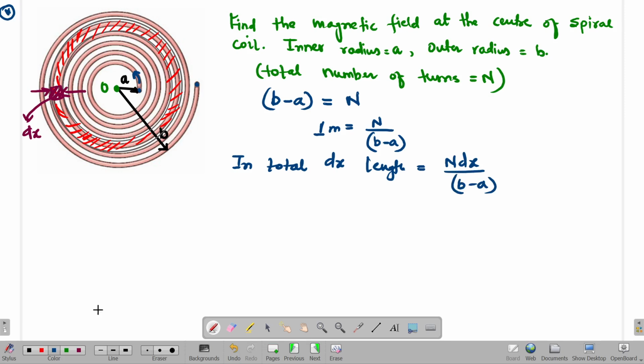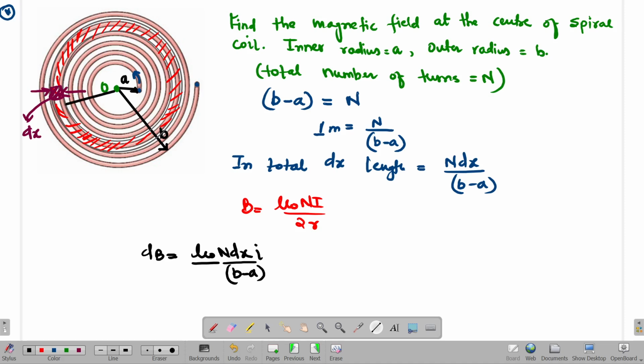Correct. Now for any such case, the magnetic field at the center due to a circular loop is given as Ni by 2r, where r is the radius. So for this dx, if I calculate the magnetic field, it will be a small magnetic field dB, equal to mu naught times the total number of turns in this dx length, N dx by B minus A, into current I, divided by 2 times the distance, if I consider that this dx is located at some distance from the center of the loop.